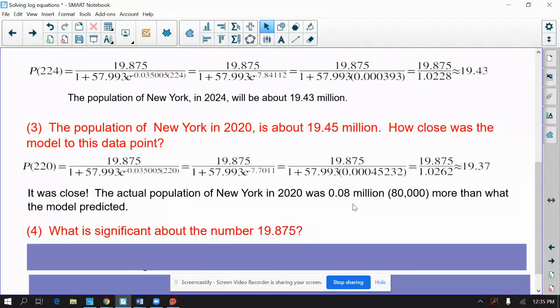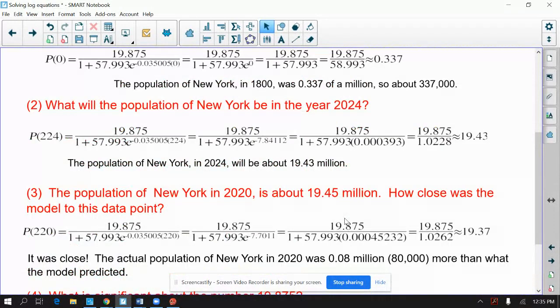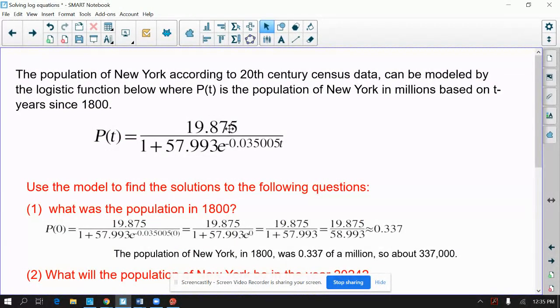What is significant about the number 19.875? What is significant about this top number right here? Think about end behavior. When t gets really, really large, like approaching infinity, remember t is time in years. So when t is, let's say, 500 years into the future from 1800, this e value will essentially go to 0 because you're taking e raised to a negative, which approaches 0. So 57.993 times 0 will be 0, and you'll just be left with 19.875 divided by 1.